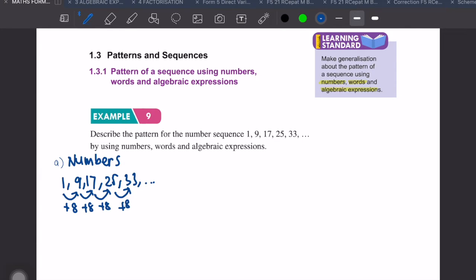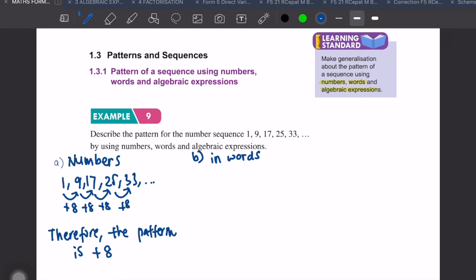So how to write? Therefore, the pattern is plus 8. Okay, next, B, how to write in words?